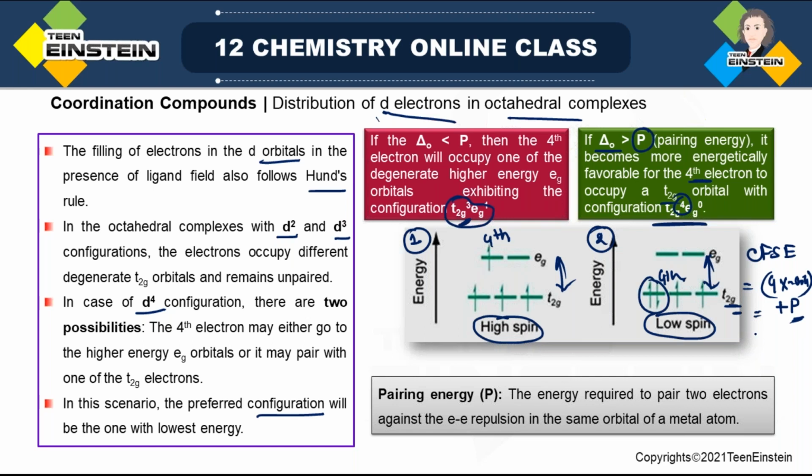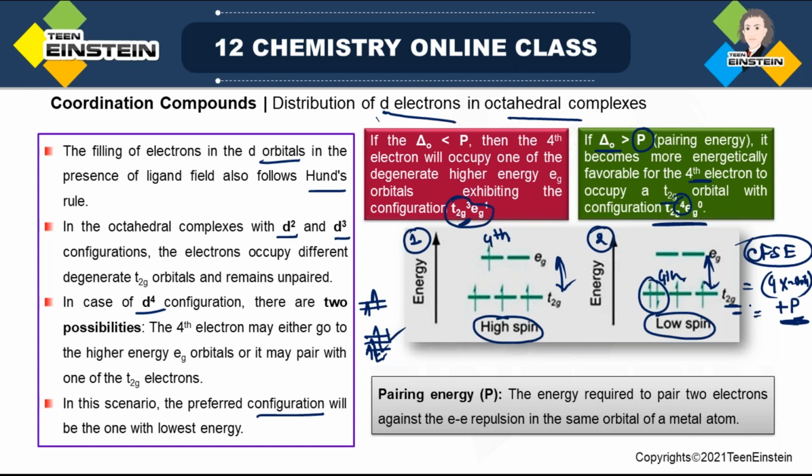But sometimes there may be natural pairing. Suppose it is a d8 configuration. So for d8 configuration, suppose you are placing first 3 electrons, then 2 electrons, 5 done, then 3 more electrons. So here the pairing that you are doing is not forceful, it is natural. You have to do it. So in this case, you don't have to consider P. So sometimes in a question, if it is asked to calculate CFSE, just be careful whether it is forceful pairing or natural pairing. If it is natural pairing, you don't have to consider the P value.